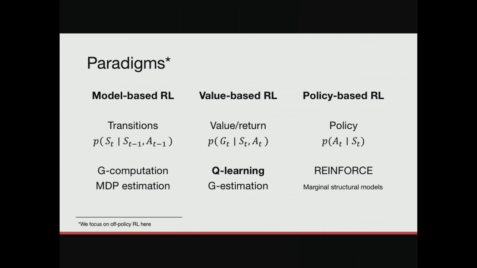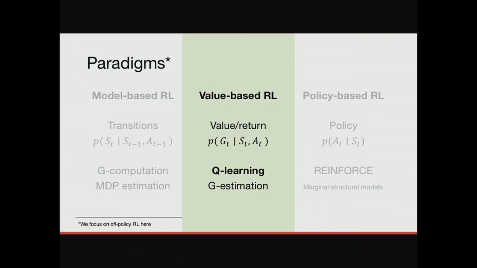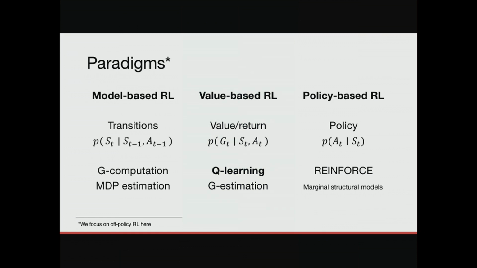There are several examples of model-based RL. One of them is G computation, which comes out of the statistics literature, if you like. And MDPs, where MDP stands for Markov decision process, essentially try to estimate the whole distribution that we talked about before. There are various ups and downsides of this. We won't have time to go into all of these paradigms today. We will actually focus only on value-based RL today. But you can ask me offline if you're interested in model-based RL.